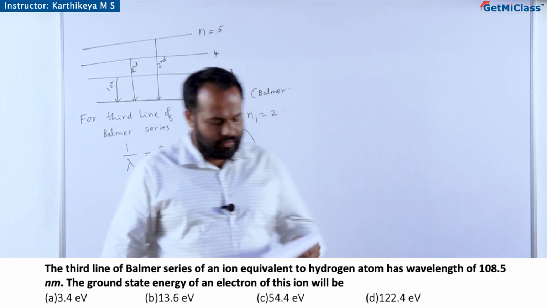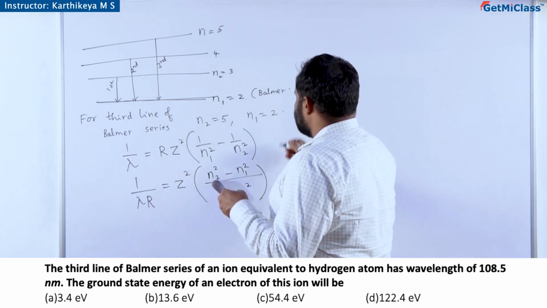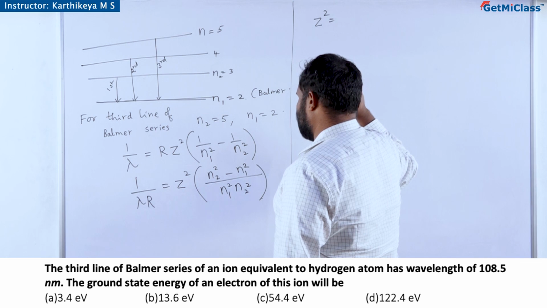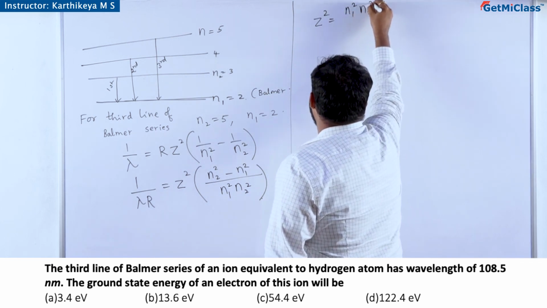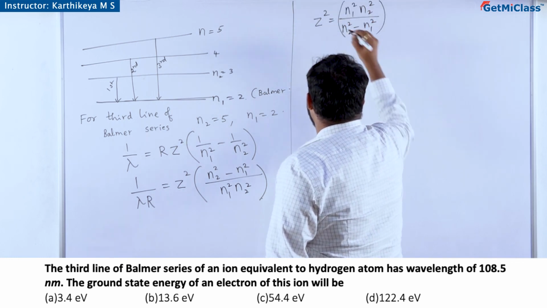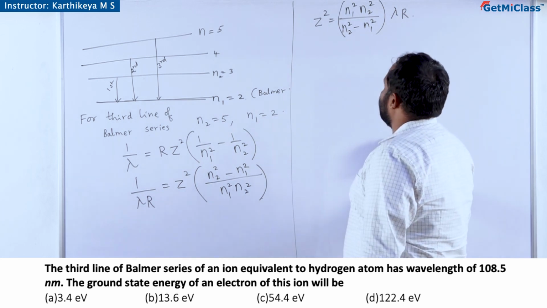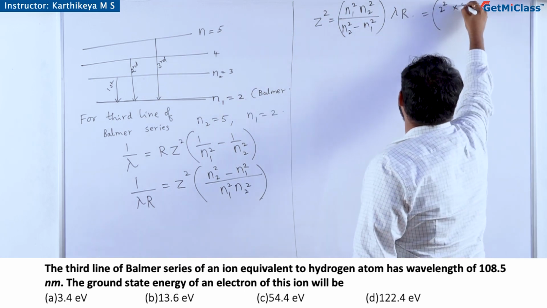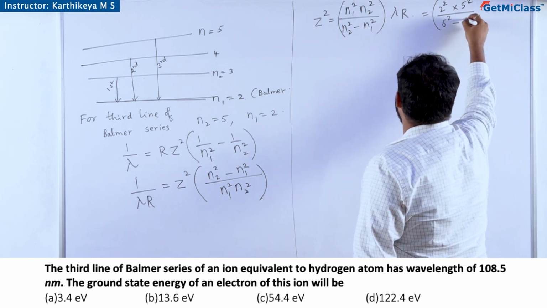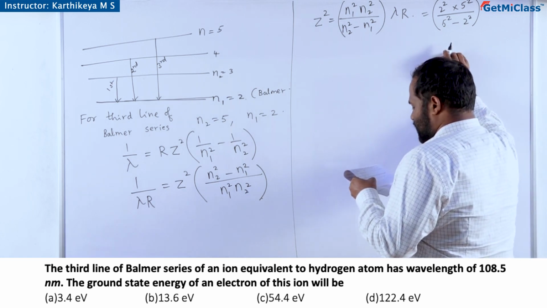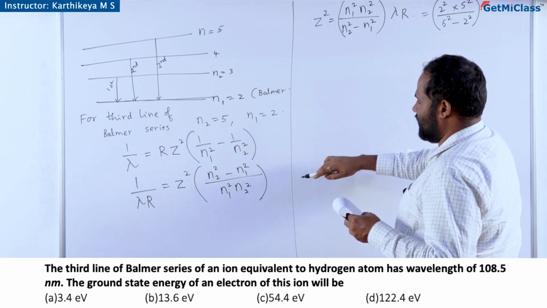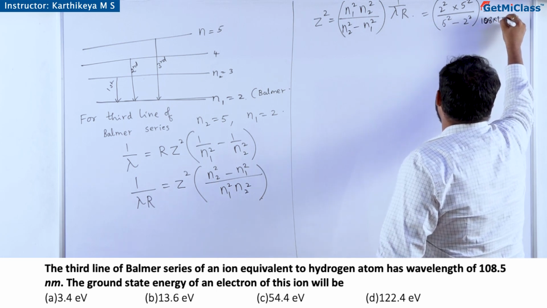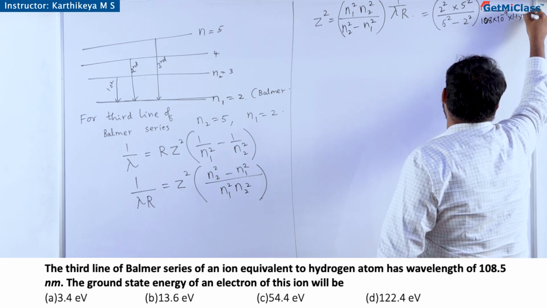Now I have to calculate Z, because I have to find out the atom. Then Z square is equal to n1 square n2 square divided by n2 square minus n1 square, into lambda R. So n1 I can substitute as 2 square, n2 as 5 square, divided by 5 square minus 2 square, and lambda is given, so it is 1 by 108 into 10 to the power minus 9 into 1.1 into 10 to the power 7.